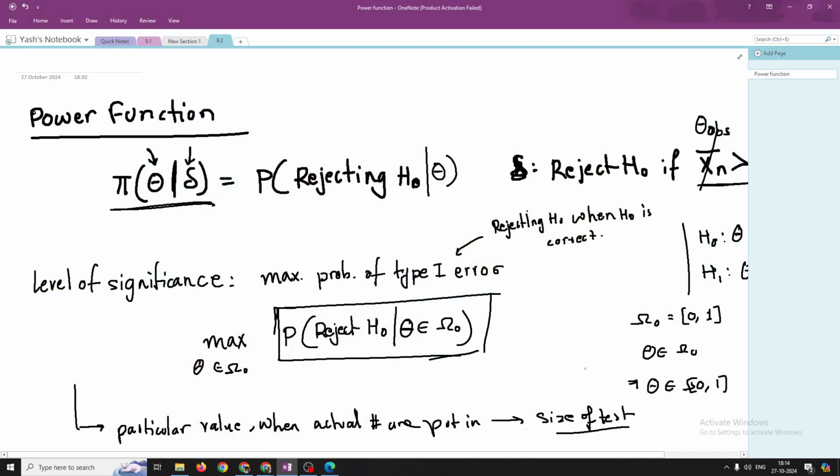Anyway, so that is what the size of the test is. Okay, just a sec.